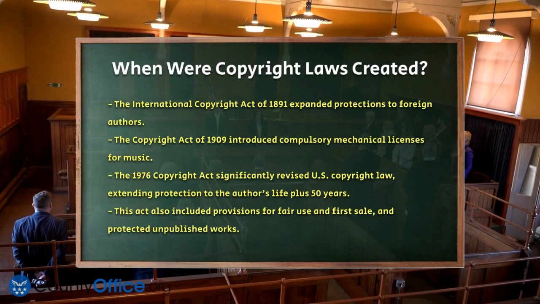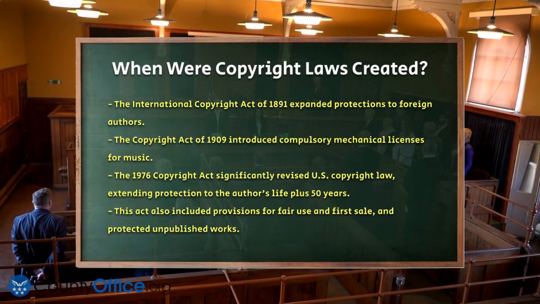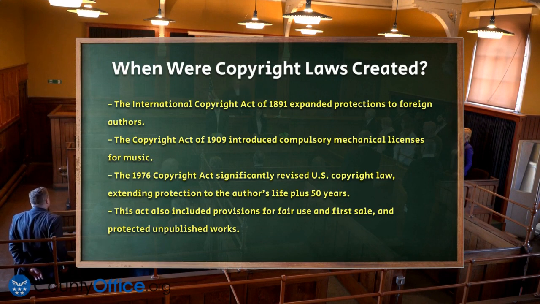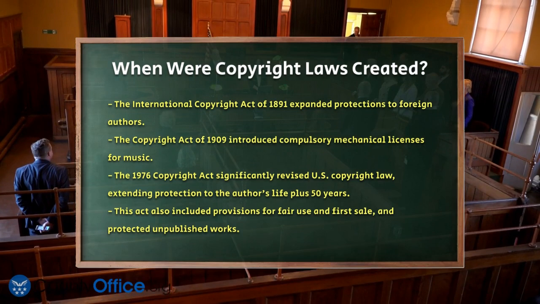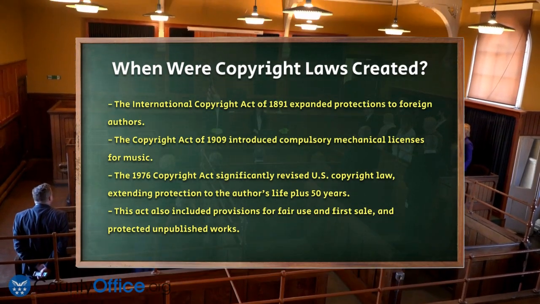The 1976 Copyright Act was a major overhaul, extending the term of protection to the life of the author plus 50 years, and bringing U.S. copyright law into compliance with international standards. This act also codified fair use and first sale doctrines and extended copyright protection to unpublished works.